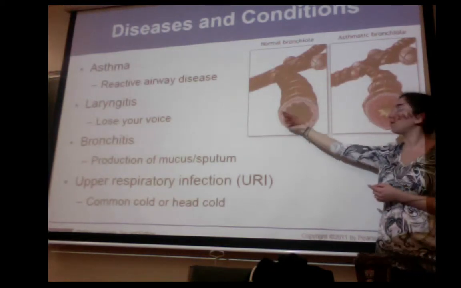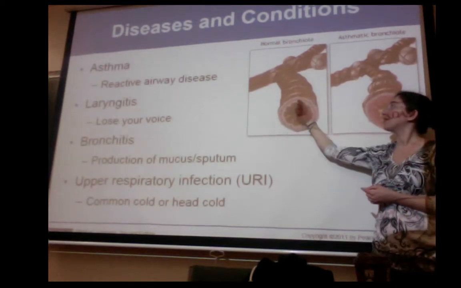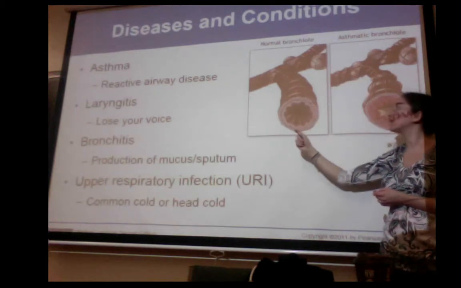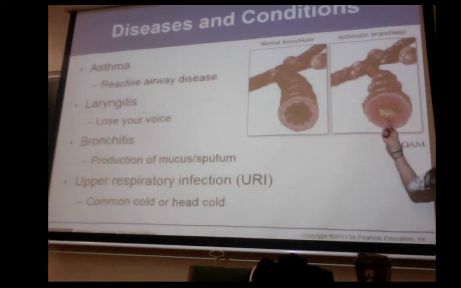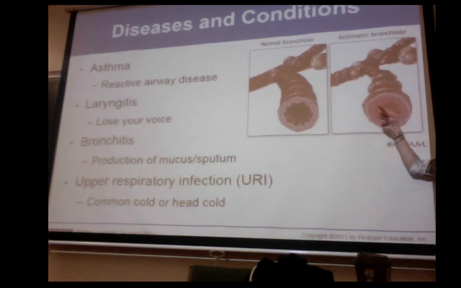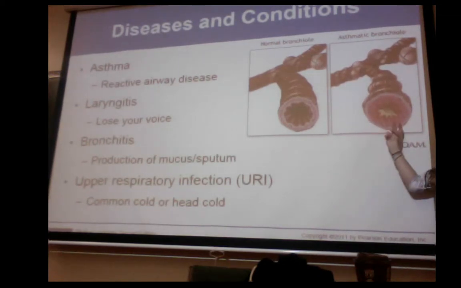So here's a normal bronchiole. All right, it's nice pink tissue, got some smooth muscle, nice wide open lumen. But in someone who has asthma, this tissue here is clearly inflamed. It's very red. It's thickened, okay, from constant inflammation and attack by the immune system. It also produces excess mucus, which can make it harder to breathe.